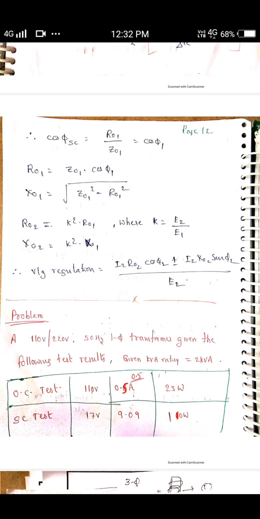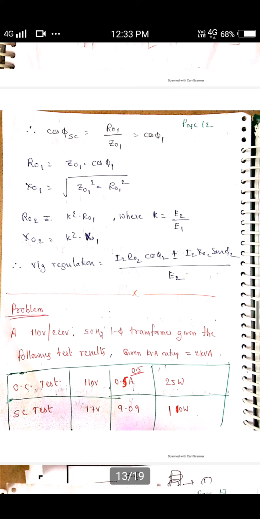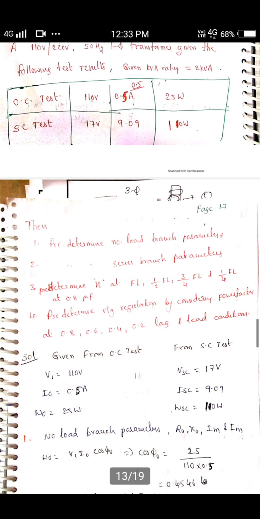See, one problem is given for a 110 by 220 volts, 50 Hz single phase transformer. Here the given rating is E1 is 110, E2 is 220. The transformer rating is 2 kVA, with the following test results. From the open circuit test, the results are 110 volts, 0.5 amps, 25 watts. The short circuit test data is given as 17 volts, 9.09 amps, and the wattmeter reading. The exam asks to predetermine the no load branch parameters and series branch parameters.